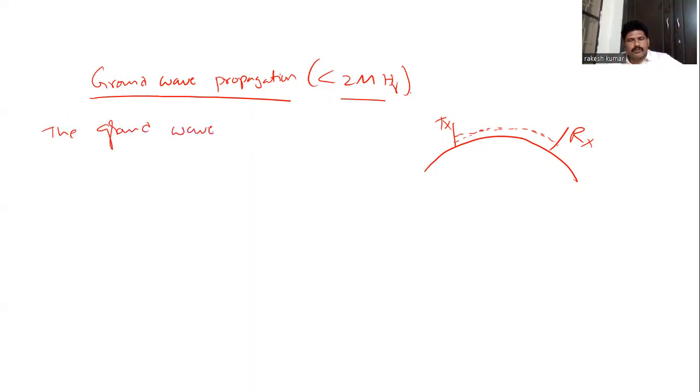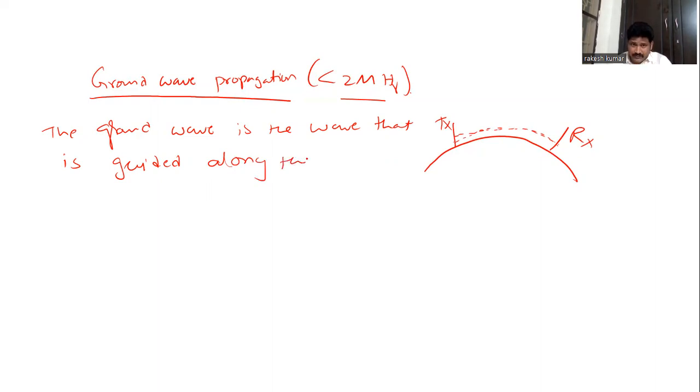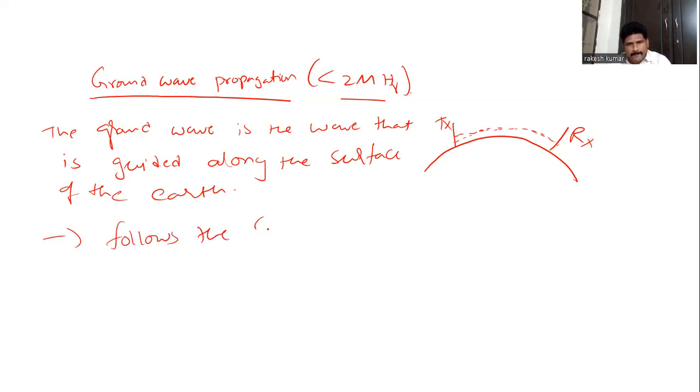The ground wave is the wave that is guided along the surface of the Earth, or follows the curvature of the Earth, as an electromagnetic wave is guided by a waveguide or transmission line. So the surface wave permits the wave to propagate along the curvature of the Earth.